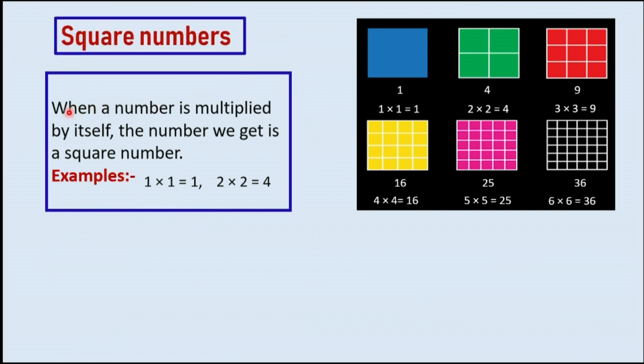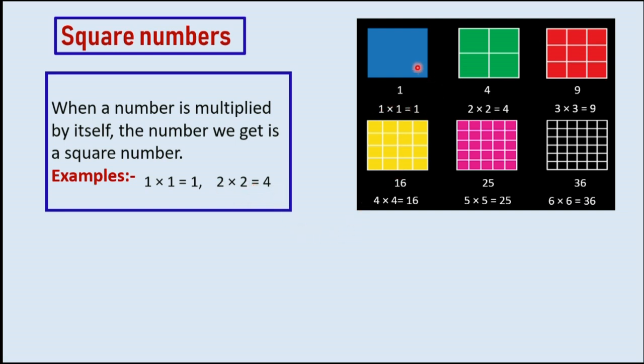Square numbers. When a number is multiplied by itself, the number we get is a square number. Example, 1 into 1 is equal to 1. Here 1 is a number multiplied by itself, that is 1, equal to 1. Here 2 is a number multiplied by itself, 2 into 2, that is equal to 4. 2 2s are 4.